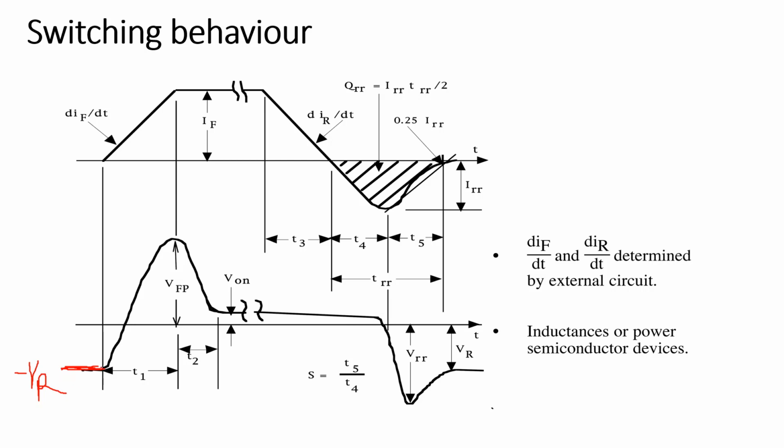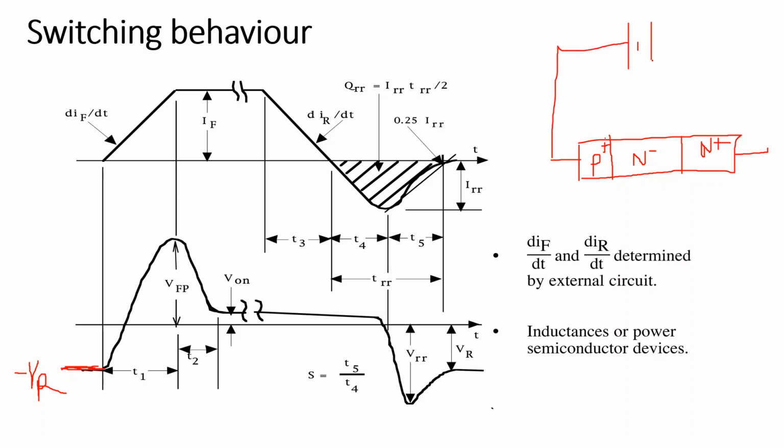Then you forward bias this diode. So let me draw this diode here. So we have P plus here, then we have N minus, and then we have N plus. Now you forward bias this diode. So what will happen to the voltage across the diode? This voltage.